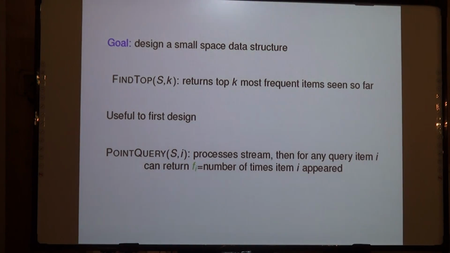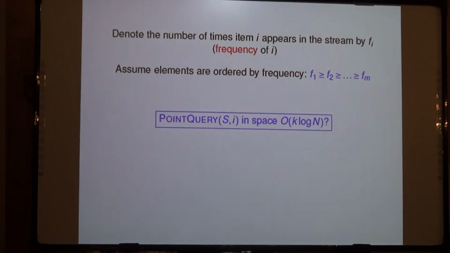Yeah, so we want to find the top k, but I'm saying let's first design an oracle. It scans the stream, remembers something about the stream, and then when you give it an item, it just tells you how many times it occurred so far. As we'll see, these exact primitives are a bit too good to be true. It's not possible to design them using small space, but it will be useful to think about this one.